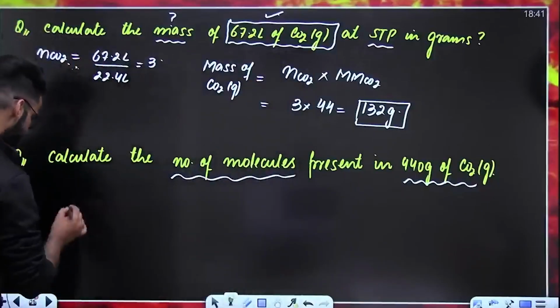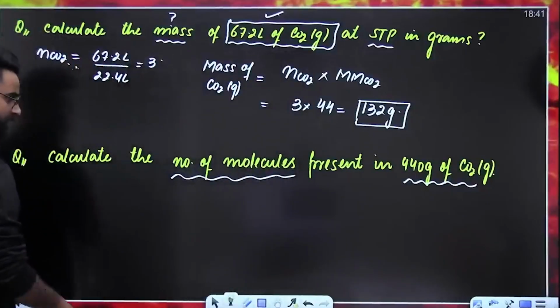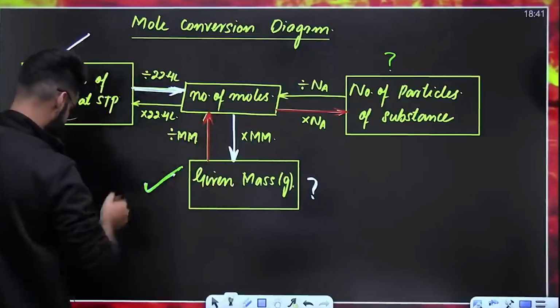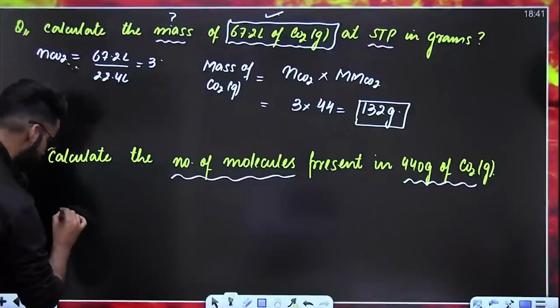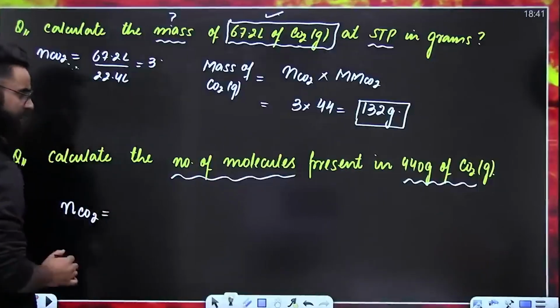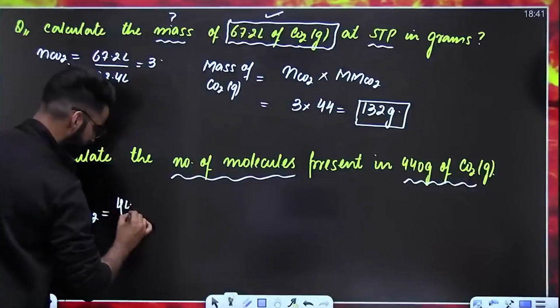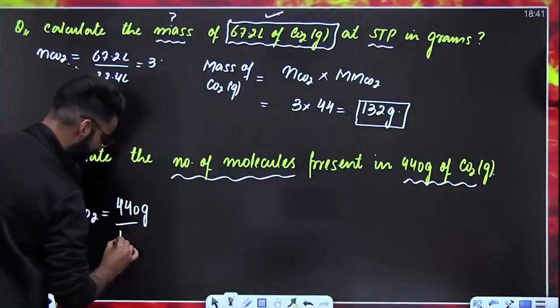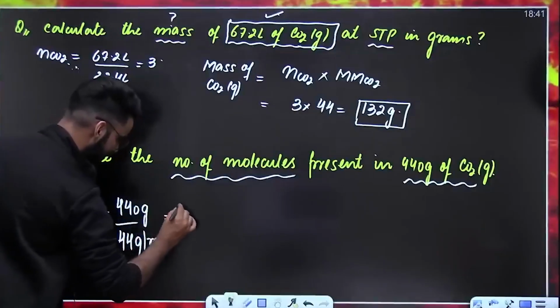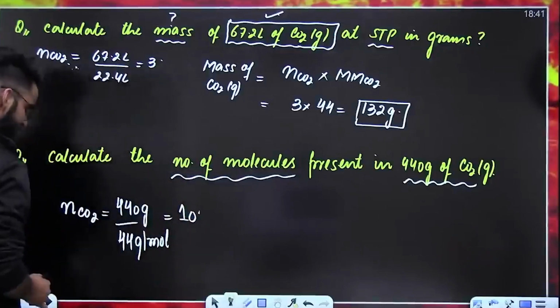First step is to convert given mass into moles. Given mass divided by molar mass gives me the number of moles. So my first step is the number of moles of carbon dioxide, which will be equal to the given mass of carbon dioxide in grams divided by the molar mass of carbon dioxide, which is 44 grams per mole. The value comes out to be 10. So the first step is done.